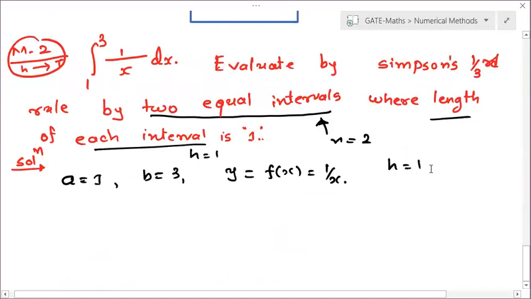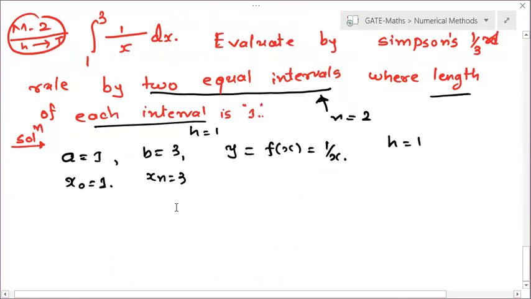Right. So now we have h. Now we have a, b. a is our x naught, x naught is 1. And b is our xn, xn is 3. So let us find all the values. So first, what will be our x1?